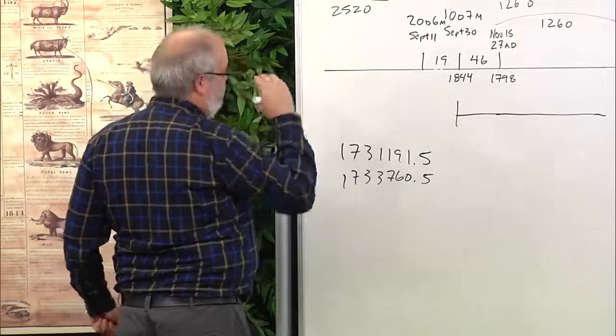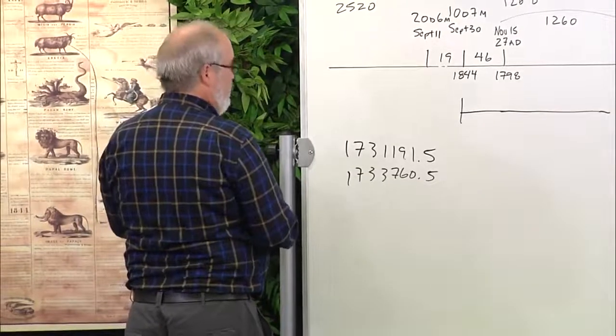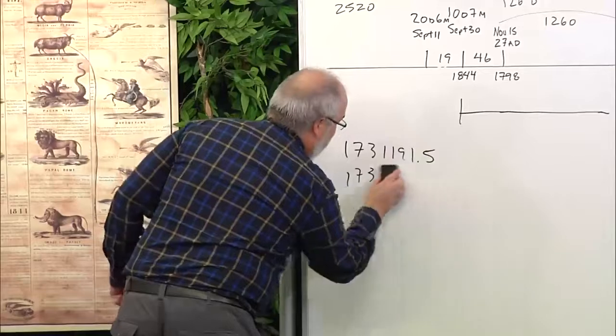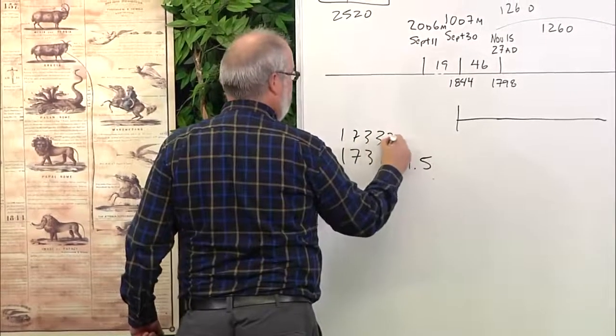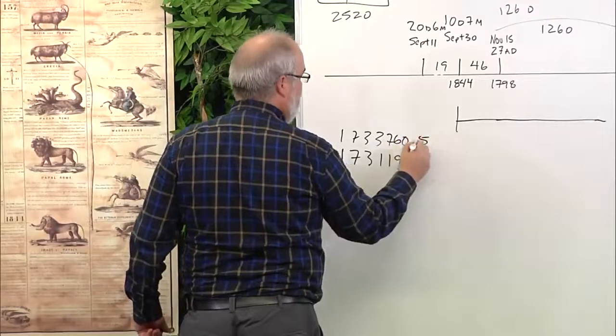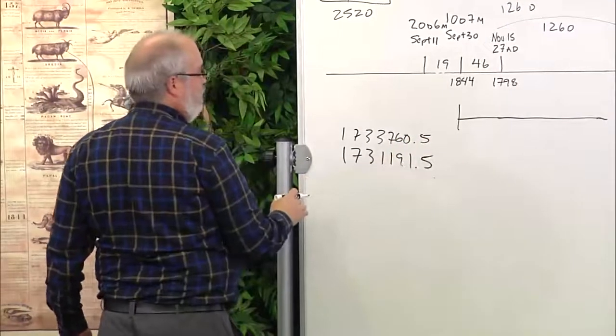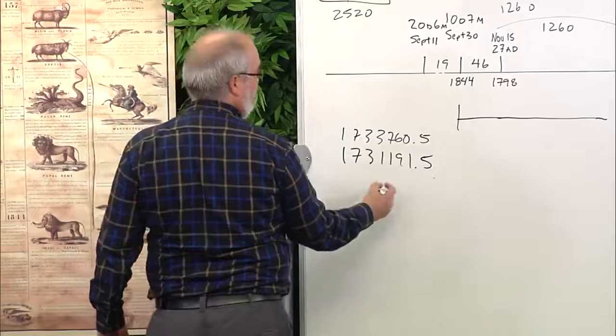And then what I would do, well, it would be easier to do it the other way. I'm going to put the number above it. And I would subtract them. And what number would I get?